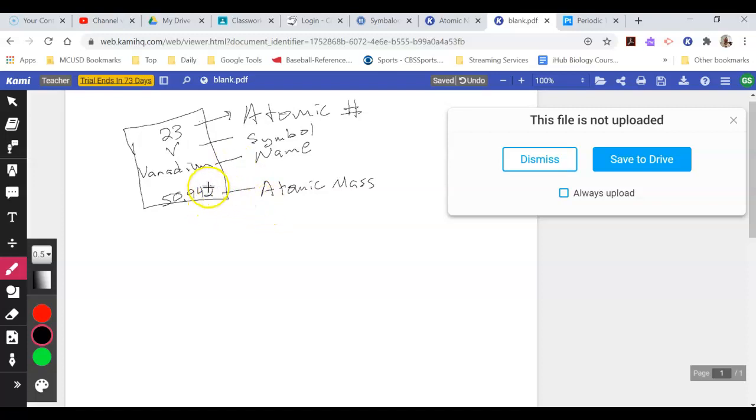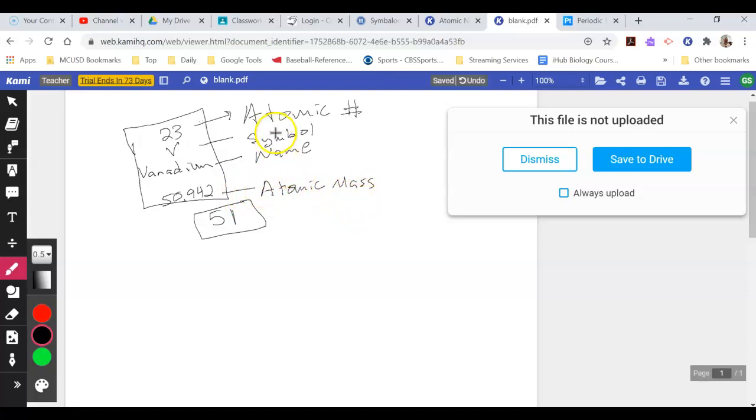50.942. The first thing you want to keep in mind when we're doing these problems is that we're going to want to make these whole numbers. So really, we would refer to the atomic mass as being 51. And what that means is that if you had a mole of vanadium, so that would be 6.022 times 10 to the 23 atoms, and you put them on a scale, their mass would be 51 grams. That's what the atomic mass means.